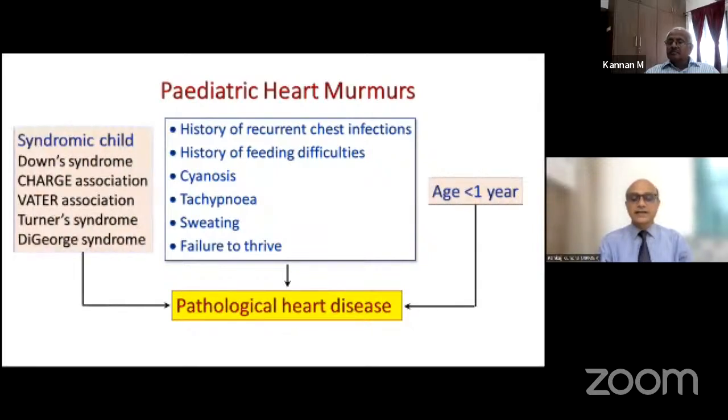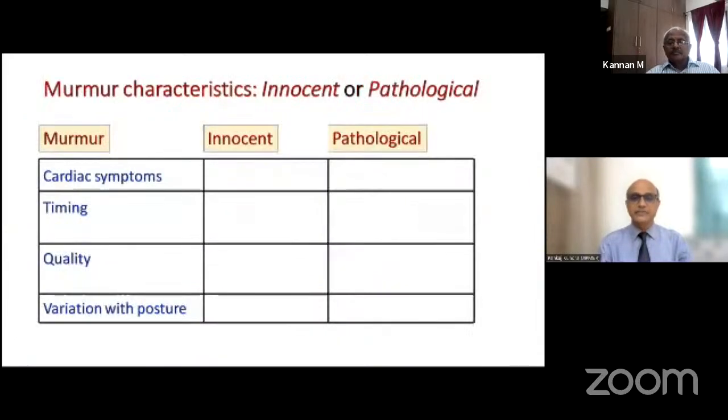The other aspect which can help you to diagnose a pathological murmur is if the child is syndromic, and if all those associations and syndromes are linked to the child, then you would probably have to assess him or her further, especially when the age of the child is less than 1 year. That means we'll have to investigate further, doing an electrocardiogram or a 2D echocardiography.